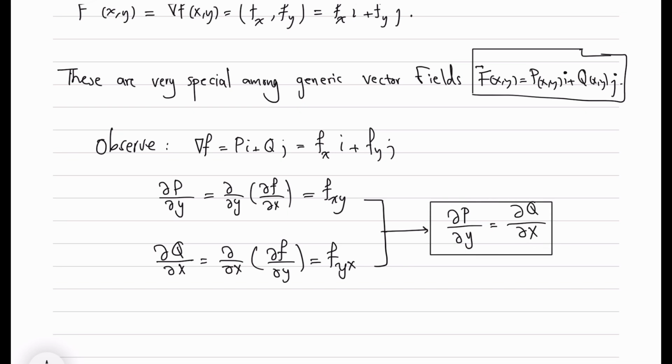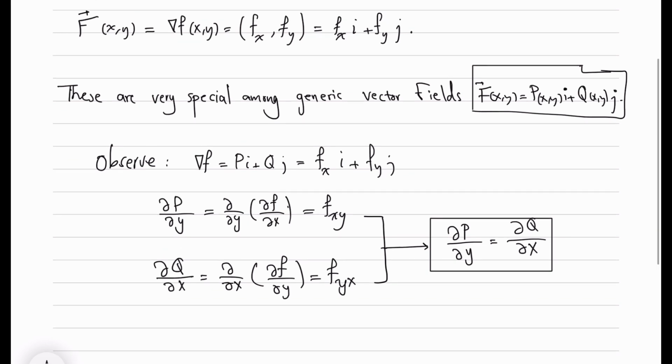So of course, for a generic vector field, there is no reason for there to be any sort of connection between P and Q. P and Q are not even talking to each other. Therefore, this property is unique to those vector fields that come this way. We will talk about the reverse as well.